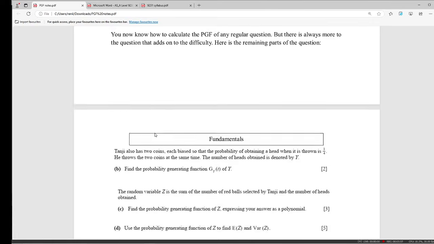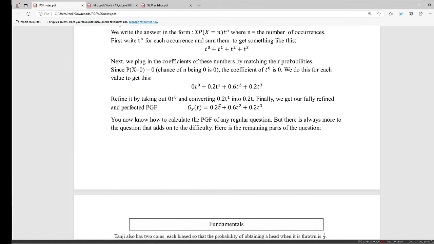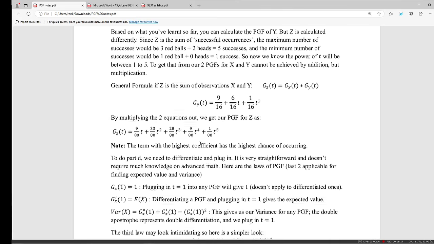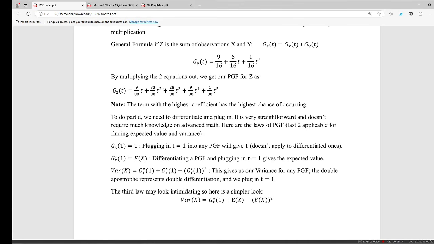Let's test it out for the three of them we have right here. If you plug in t equals 1, you get 0.2 plus 0.6 plus 0.2, which is 1. You plug in t equals 1 over here, you get 9 by 16 plus 6 by 16, which is 15 by 16, plus 1 by 16, which is 16 over 16, also known as 1. Same thing goes for here. 9 plus 33, 42, 42 plus 28, 70, 70 over 80 plus 74 plus 9 over 80 is 79 over 80, plus 1 over 80 gives us 80 over 80, which is 1. So this law holds for every PGF: Gx(1) equals 1.